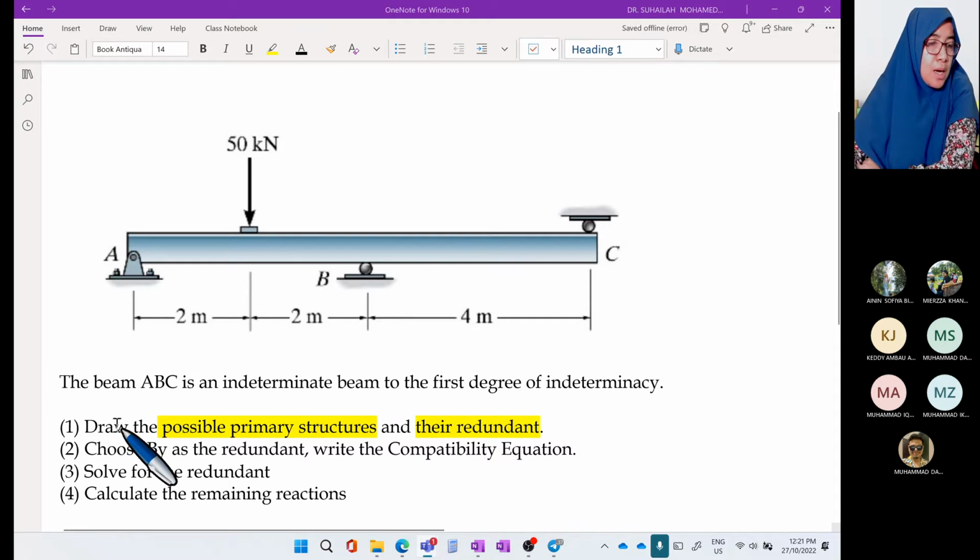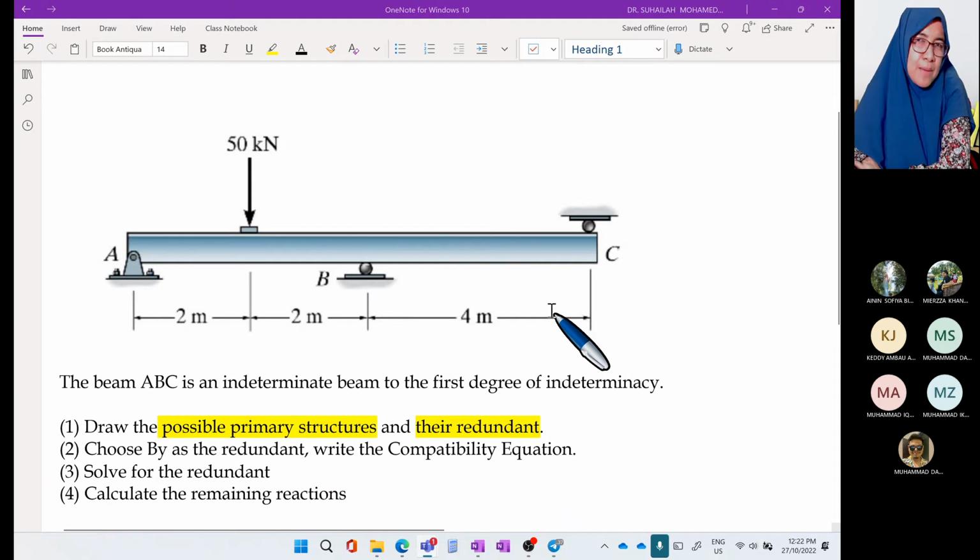Normally this one, draw the possible primary structure and their redundant, is often asked in the final exam. Try looking at past years' questions. If you understand what the flexibility method is, and what redundant is, so we remove the redundant, you should be able to draw the possible primary structure. For one redundant, we will have 2 possible primary structures. For 2 redundants, we will have 3 possible primary structures.